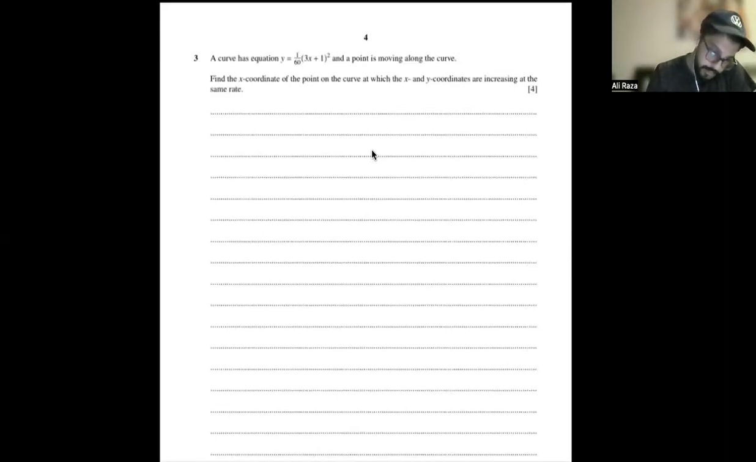Okay, moving on to question number 3. We have a curve with equation y is equal to 1 over 60 times (3x plus 1) whole squared. Now, a point is moving along the curve. Find the x coordinate of the point on the curve at which the x and y coordinates are increasing at the same rate.